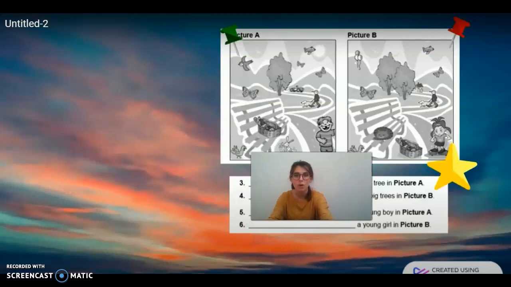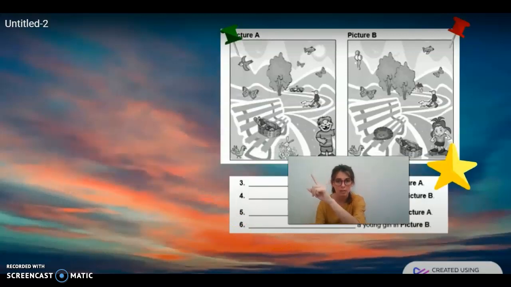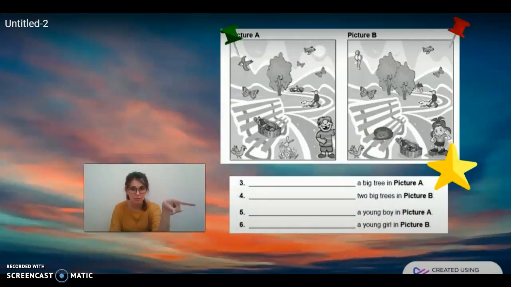So you have certain objects there in picture A. Look at it very carefully before you start. And then you have some objects in picture B. Also pay attention to it carefully. And then you have the exercises over there.